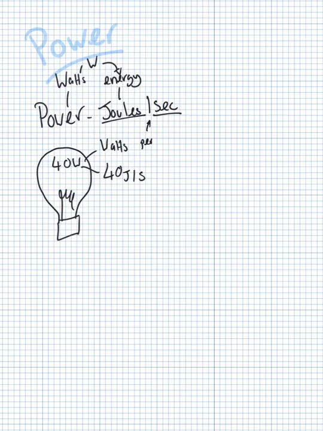So how do we calculate power? Well, there are a couple of ways to calculate power, and these will depend on the information that you're given in any questions. The first one we're going to take a look at is power equals potential difference times current. So power equals PD times current.